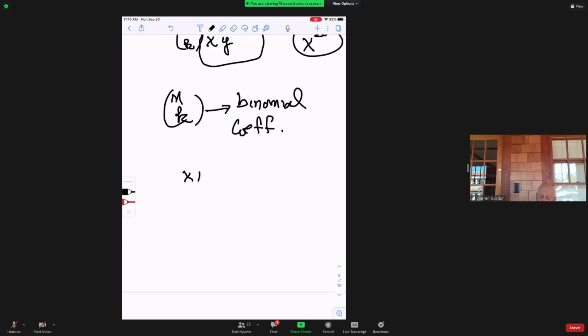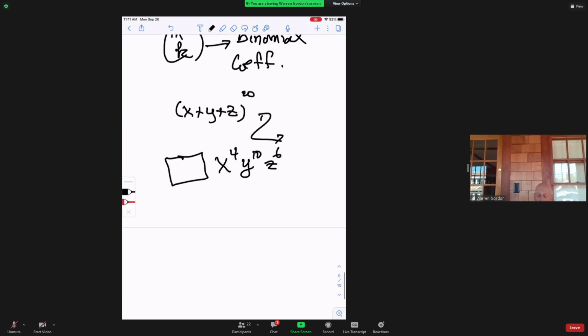Suppose I wanted to find (x + y + z) to the 20th power. I'm not going to prove this now. In fact, suppose I want to find the coefficient of the term x to the 4th, y to the 10th, z to the 6th. Suppose I wanted this coefficient. Let me tell you what the answer is, okay? Without proving it, the answer will turn out to be 20 choose 4, 10, 6. That's called the multinomial coefficient.